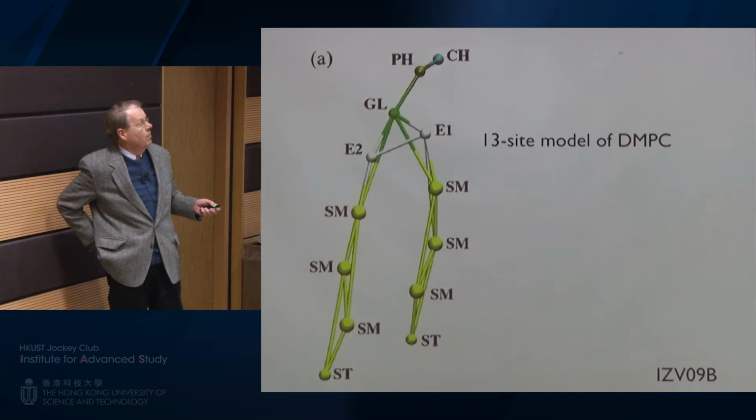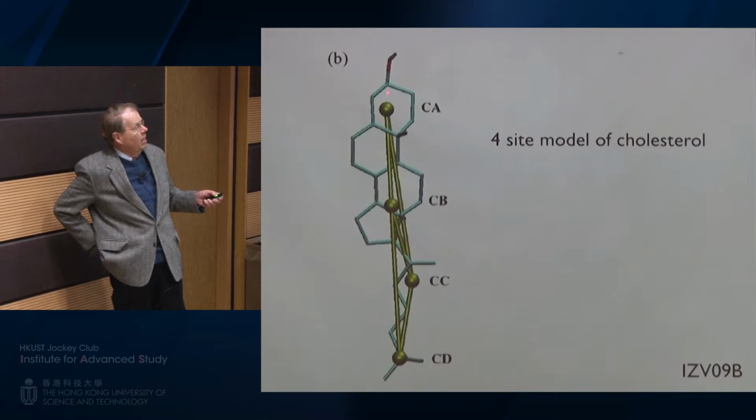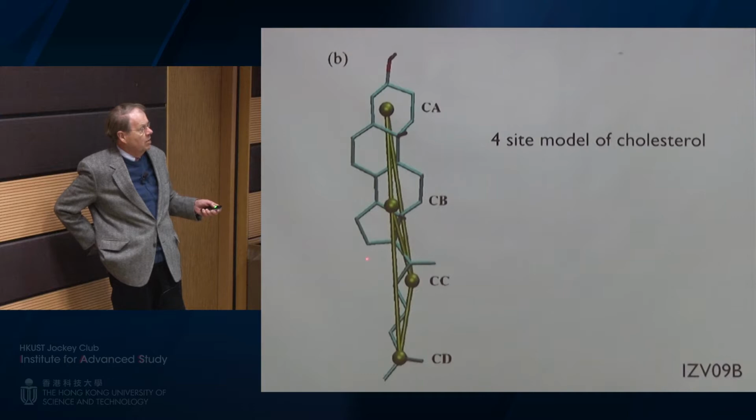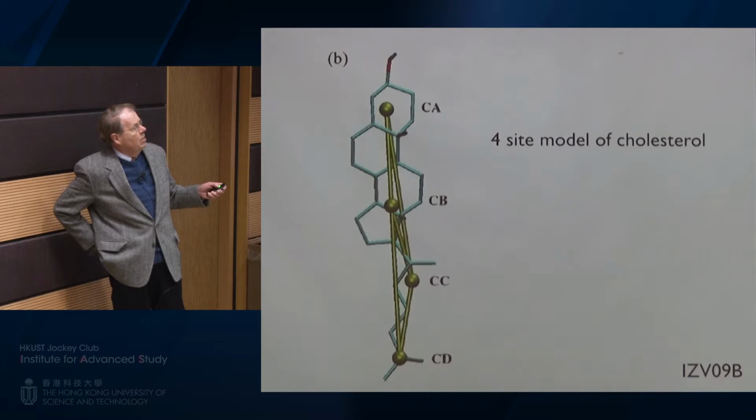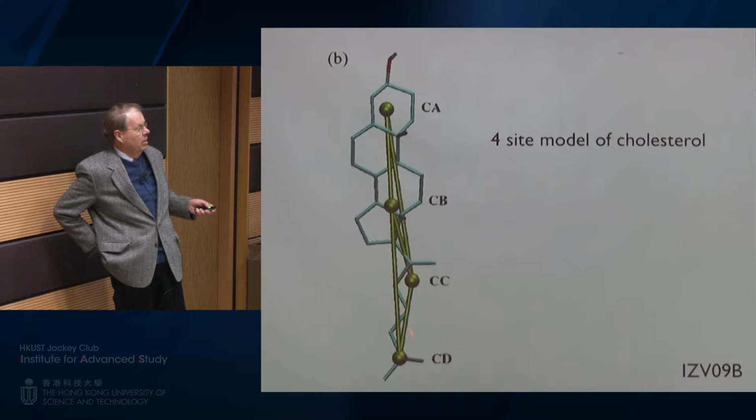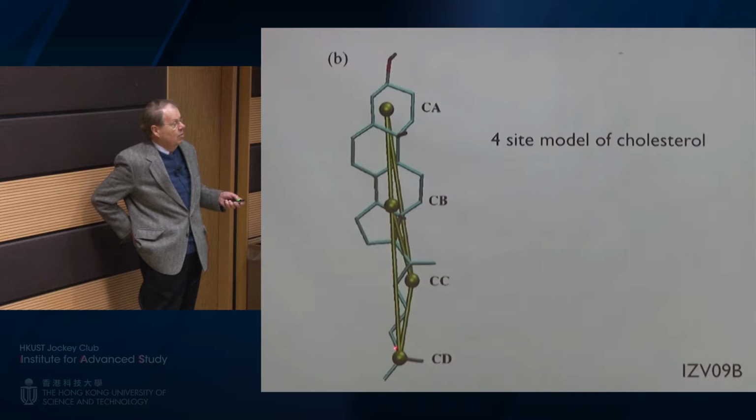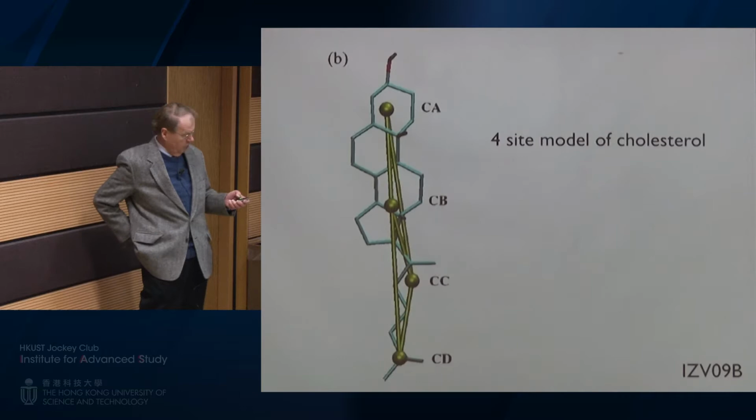The cholesterol molecule has the structure of this sort of greenish blue. You know, it's got these fused rings. It's got about 70 atoms, if I remember correctly. And the coarse-grained model treats it like a four-site model. It's almost like a straight molecule with four atoms. And that's what this model is. So this is four sites rather than 70 atoms. In the other case, it was 13 sites rather than 120 atoms.